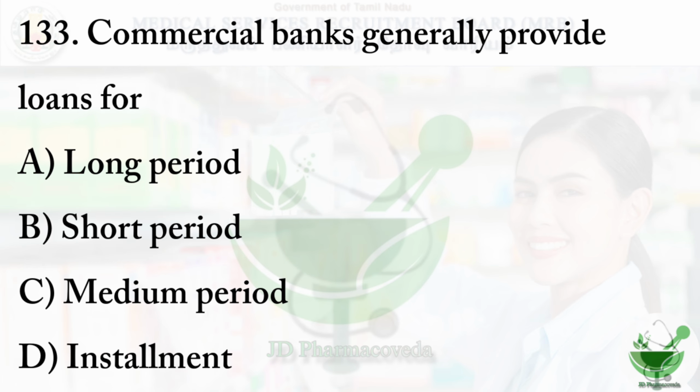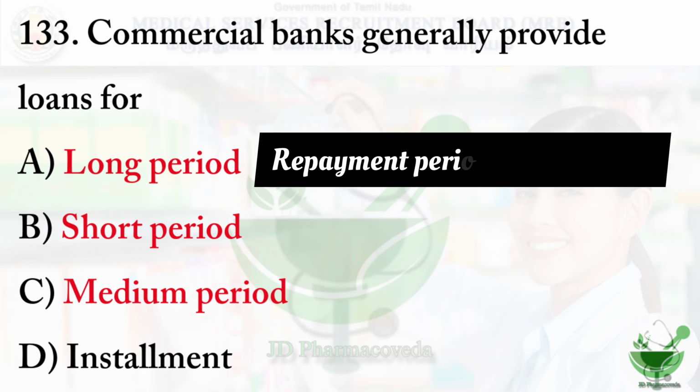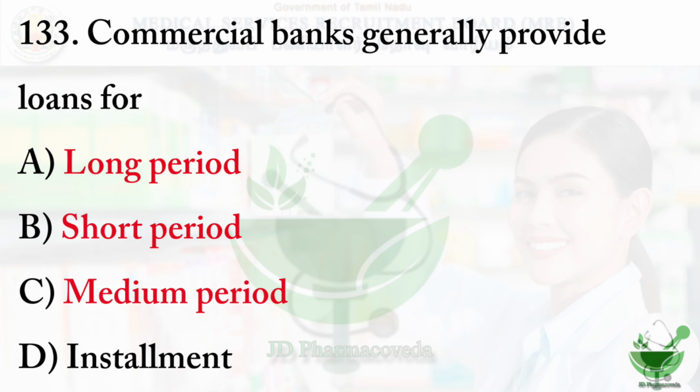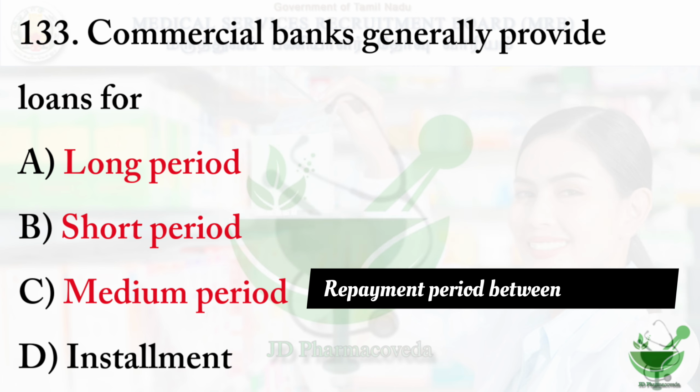Then question number 133. Commercial banks generally provide loans for option A, long period, option B, short period, option C, medium term, option D, installment. So the right option is option A, B, C. Long period: the repayment period is above 3 years. Next, short period means repayment period is less than 1 year. Medium term is repayment period between 1 to 3 years.